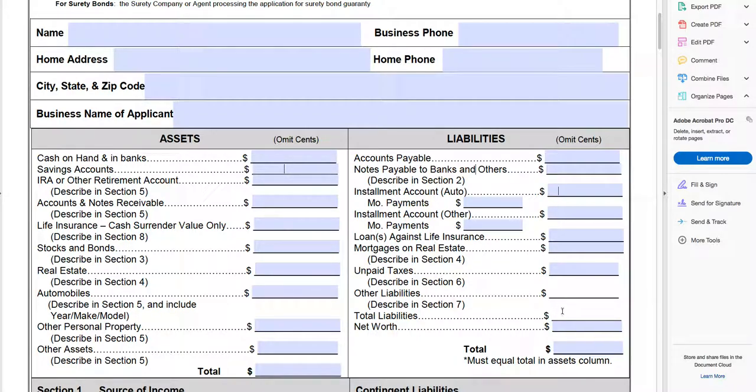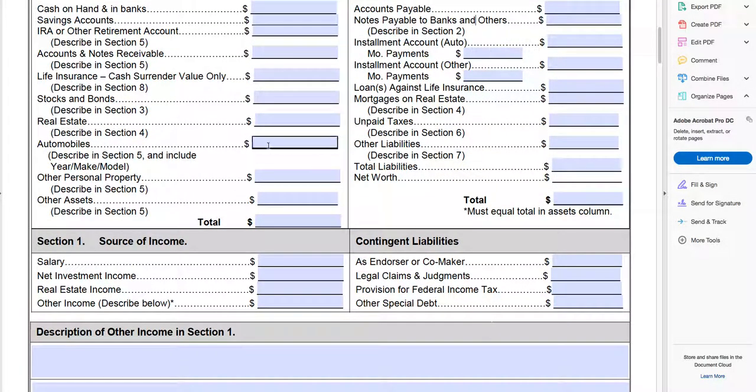Okay. Total liability is the sum of all of these liabilities, and the net worth is the difference between your assets and total liabilities. So you take this item and this item to get the net worth, and then the total is adding up the assets, the liabilities, and the net worth together. So that's the assets and liabilities side.